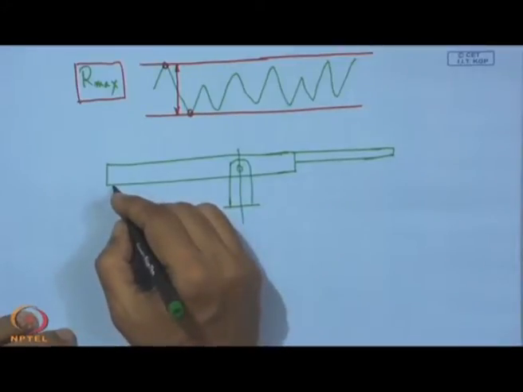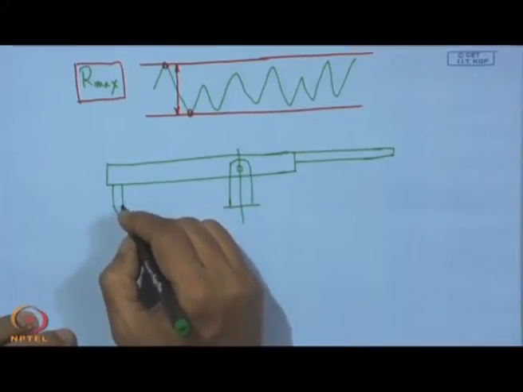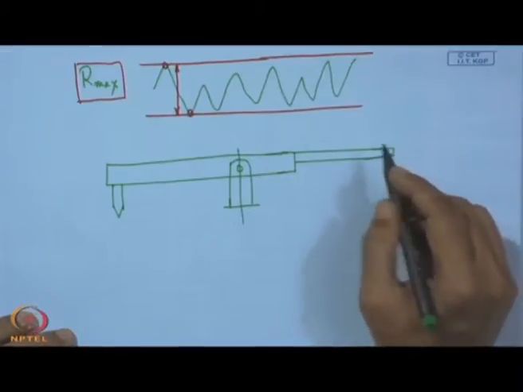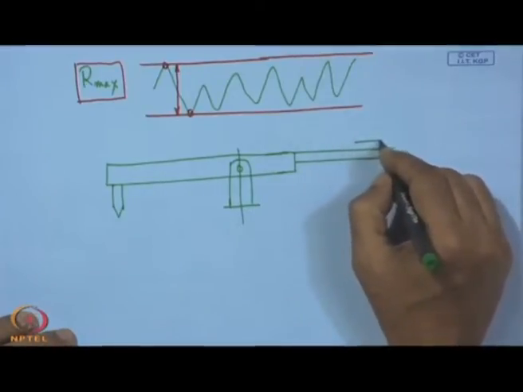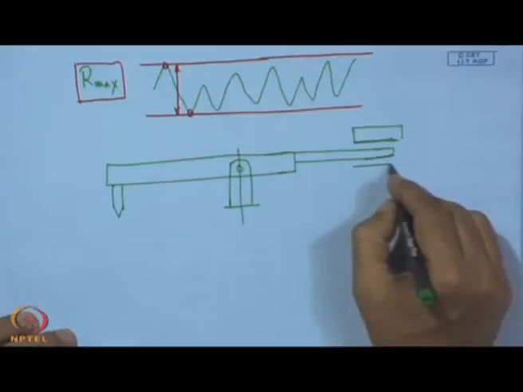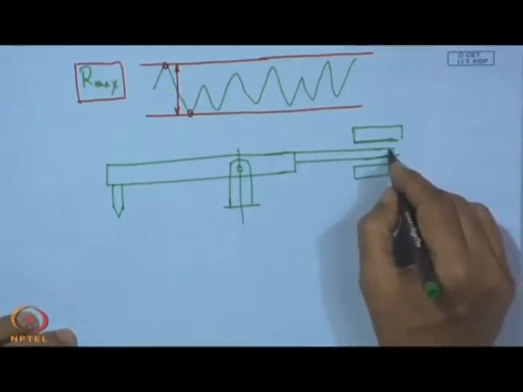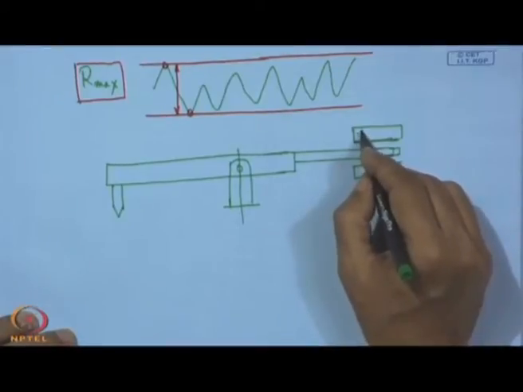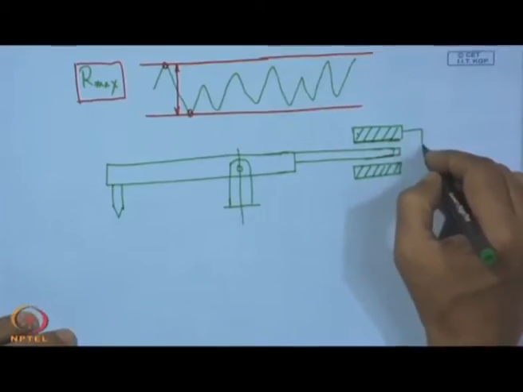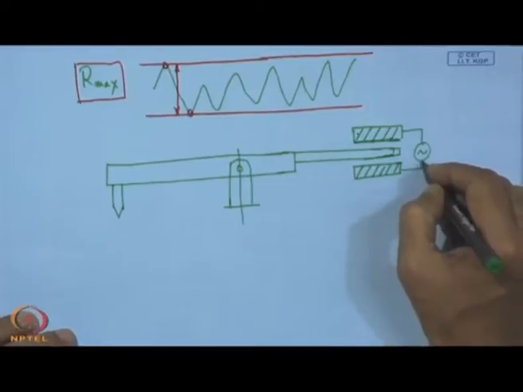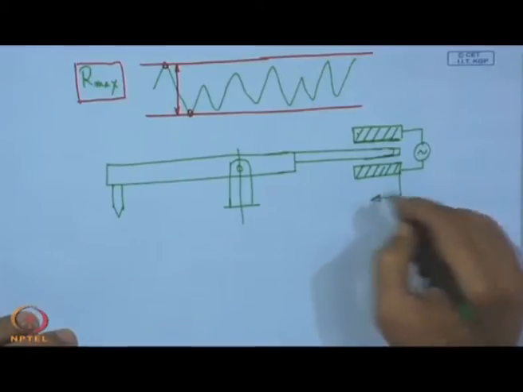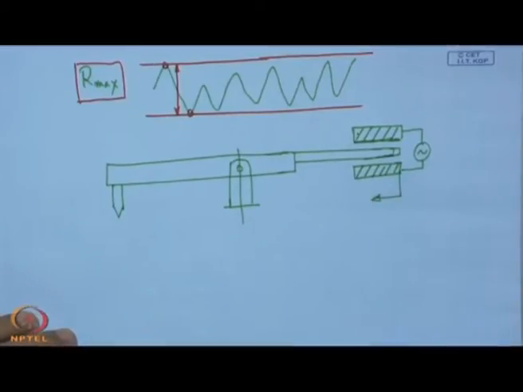This is the pivot, and here we have the stylus, which is mostly a diamond stylus. On this side, what we see here is actually a capacitive transducer. So, it is a parallel plate capacitive transducer. This air gap is actually the capacitor. So, it is a parallel plate capacitor, and here we have to give one AC input, and from that we can expect a voltage output.